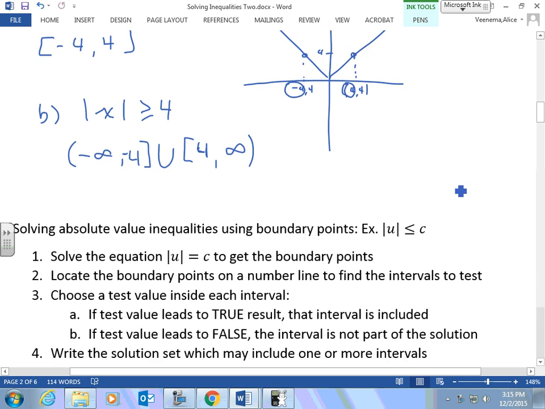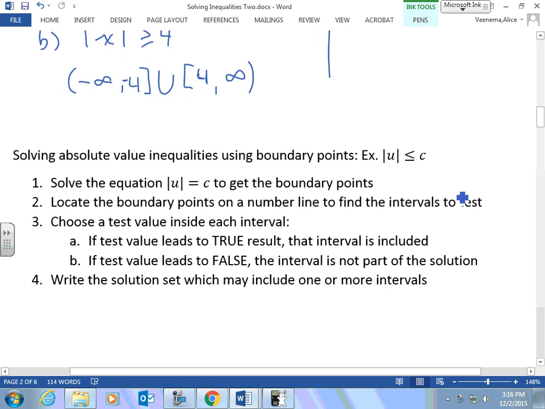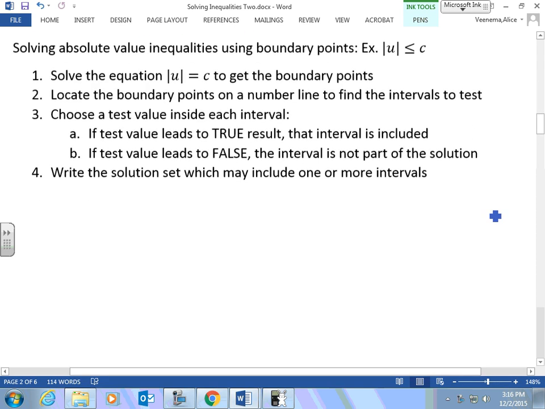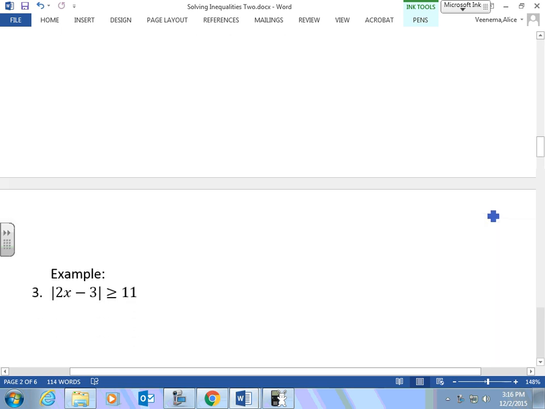then locate them on a number line to find the intervals to test, and choose a test value inside each interval. If the test value leads to a true result, that interval is included. If the test value leads to a false result, the interval is not part of the solution. Then write down the solution set, which may include one or more intervals. That sounds like a lot. Let's just go through the steps with this next question here.